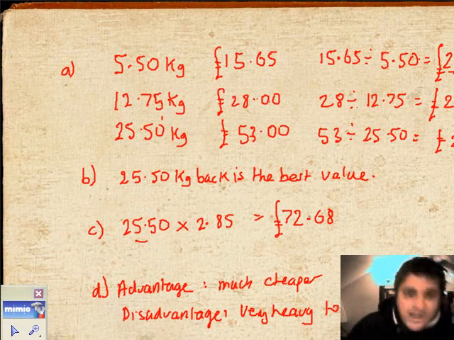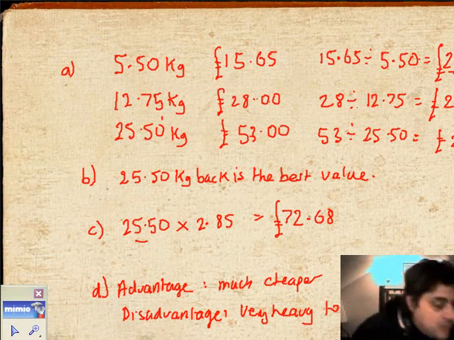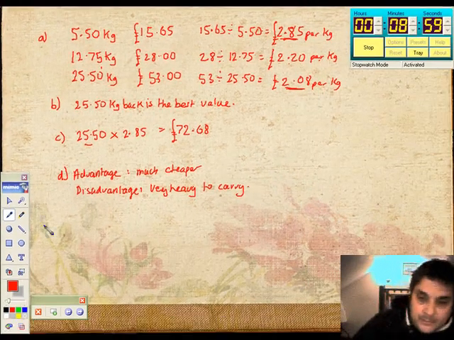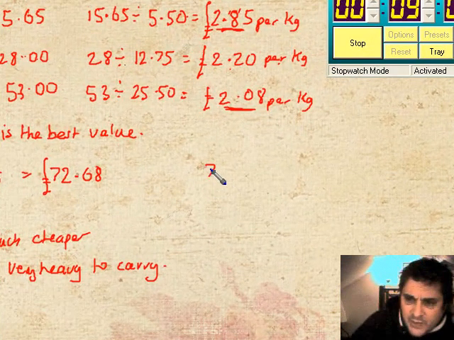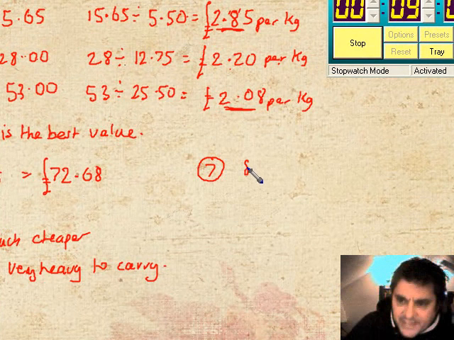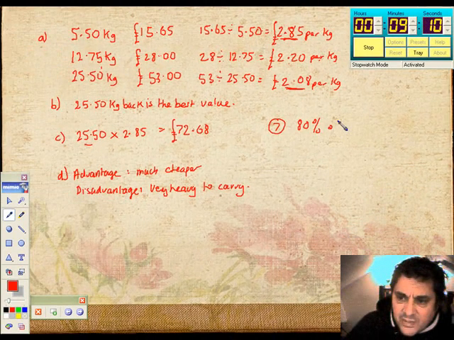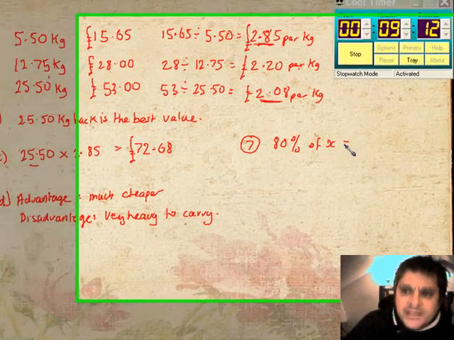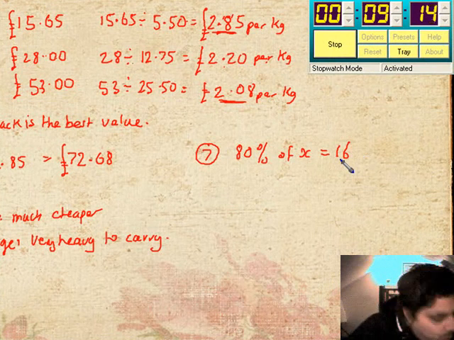I really fancy doing question 7 on page 66. It just looks challenging. So hopefully I can do it up here. This is what it says. 80% of a number is 16. Okay then. So 80% of something is 16. What is the number?